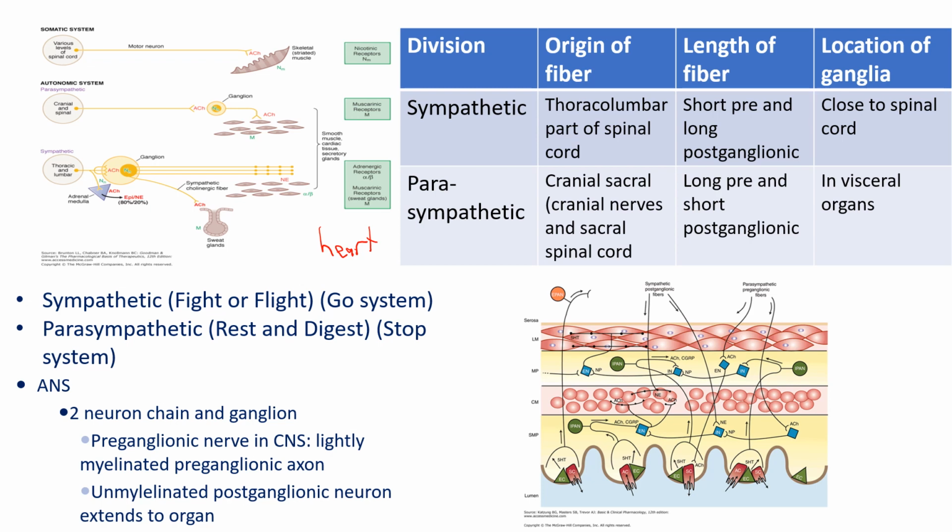Another example is the GI tract. We have what's called the myenteric plexus. You won't need to know this, but there are some signals that will increase secretions and enzyme production, things of that nature. And the sympathetic response will slow down the muscles that help move things through the GI tract.